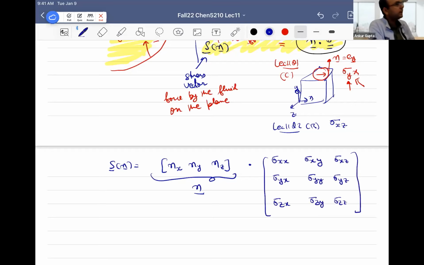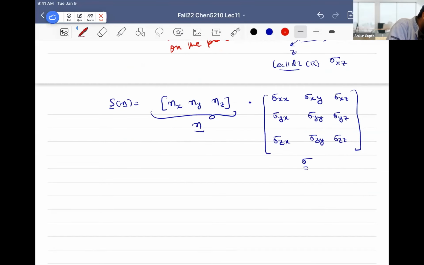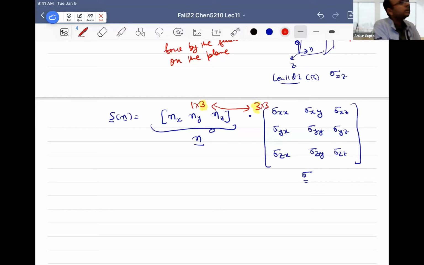Right? So we have this n, and this is sigma. This is 1 cross 3, one row and three columns, and this is 3 cross 3. Whenever you're doing a matrix multiplication, these two have to be equal, right? And the output will also be 1 cross 3, which is a row vector. So 1 cross 3 times 3 cross 3. You can think of it like a matrix multiplication.